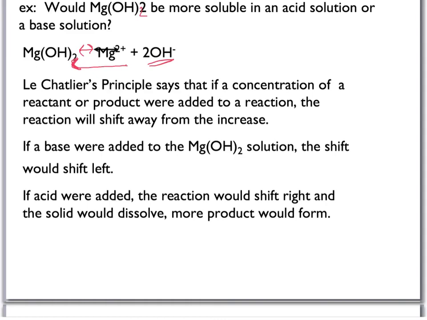Now let's change it up, and let's add an acid to the equation. If we add an acid to the equation, since we don't have a common ion, the shift is going to move this way, and we'll have the magnesium hydroxide dissolving, or shifting to the right.